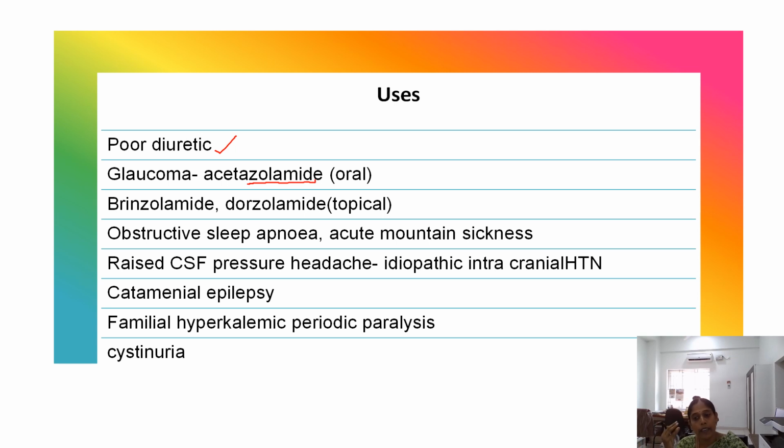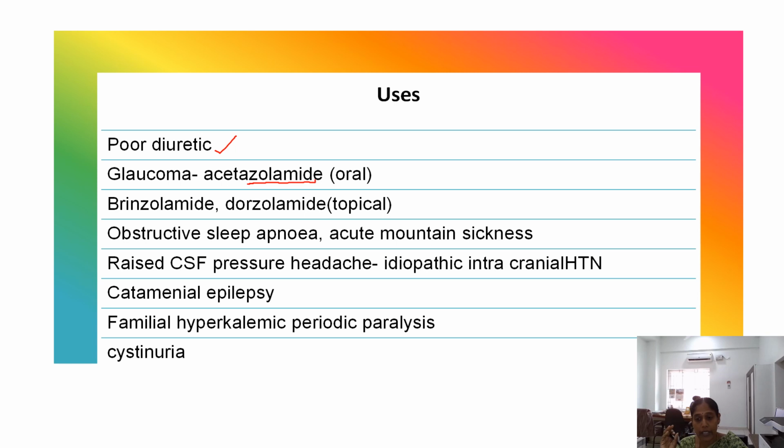So topically, they are given in treatment of open angle glaucoma. The drugs like brinzolamide and dorzolamide topically, and acetazolamide is given for the treatment of acute congestive glaucoma. Glaucoma has two types: acute congestive glaucoma or angle closure glaucoma, and open angle glaucoma. These carbonic anhydrase inhibitors are given for both types of glaucoma.